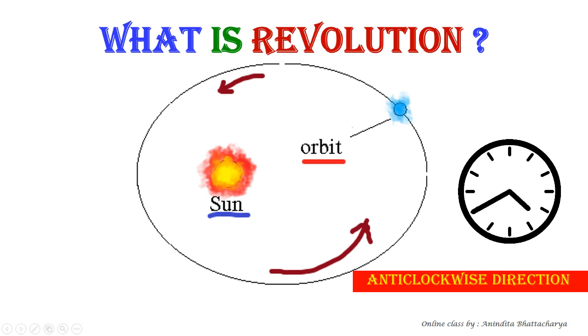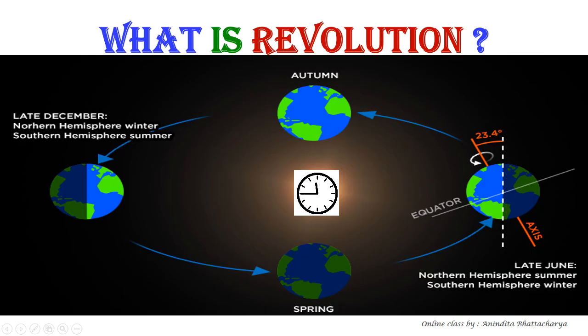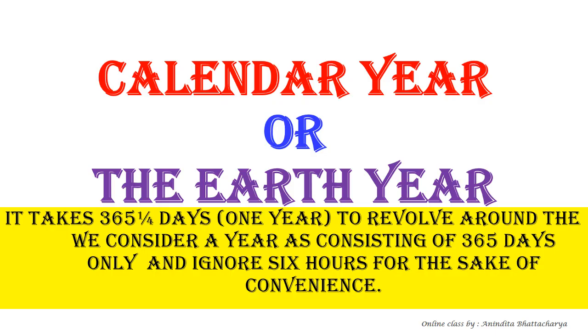I am going to repeat: the movement of the Earth around the Sun in its orbit in an anticlockwise direction is called revolution, and the period taken by the Earth to complete one revolution is called a calendar year or the Earth year. You know that a year has 365 days and 6 hours. That's why we call revolution an annual motion.